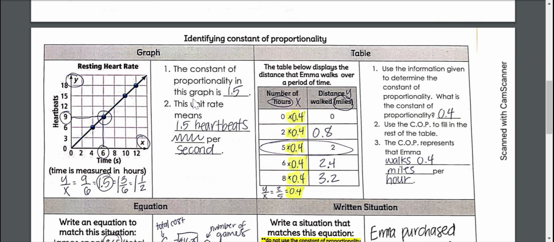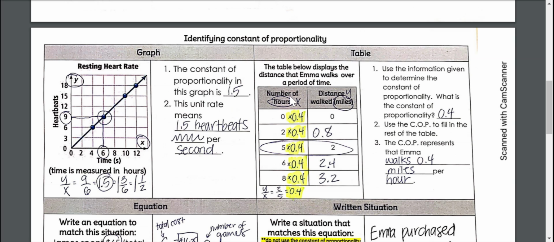So the constant of proportionality in this graph is 1.5, and then writing it as a unit rate, that means 1.5 heartbeats for every minute. Okay, so 1.5 heartbeats, or sorry, per second. 1.5 heartbeats per second.